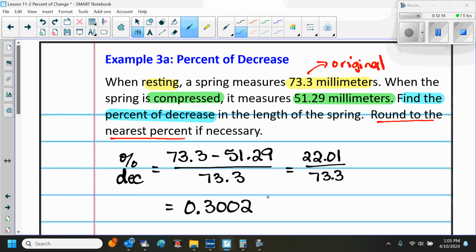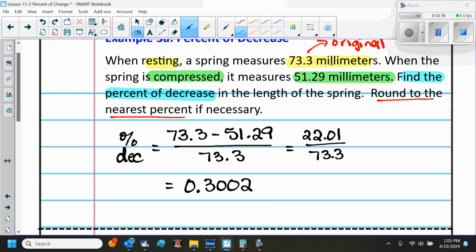So this is going to be 0.3002. And now we change this to a percent. So we're going to bloop bloop right there. We're rounding to the nearest percent. So this is the nearest percent here. So that means we need to take a look at the next one to tell us what to do. And of course that tells us to stay the same. So this is going to be a 30% decrease. Is everybody clear? All right.